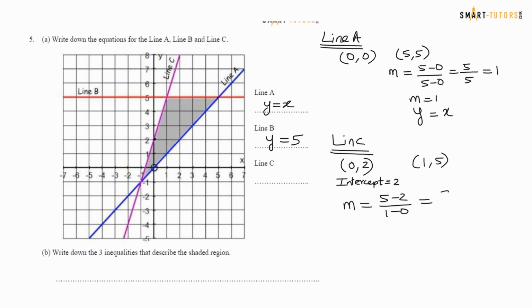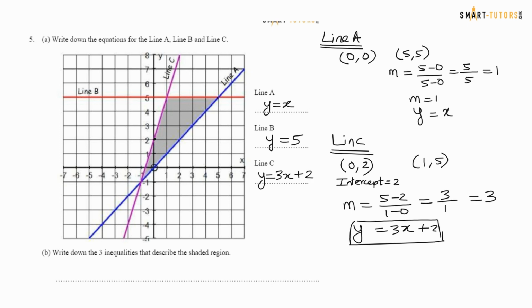So m equals gradient: y minus y coordinates, 5 minus 2, over 1 minus 0. So 5 take away 2 is 3, over 1. So 3 divided by 1 is 3. So y equals 3x plus 2. That is the equation: y equals 3x plus 2.